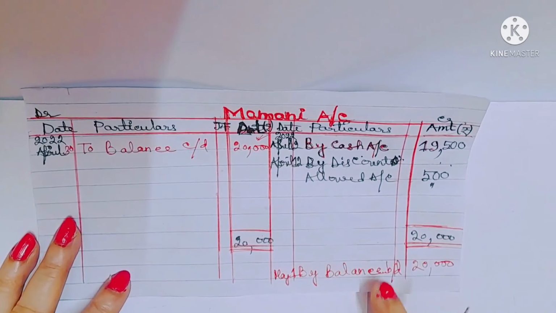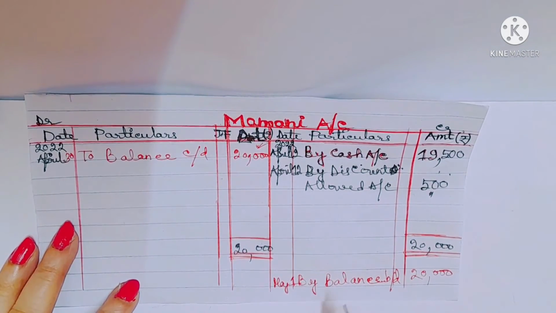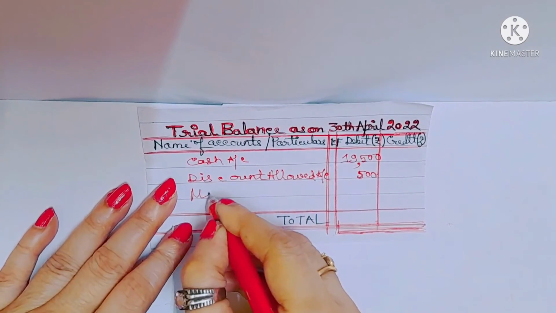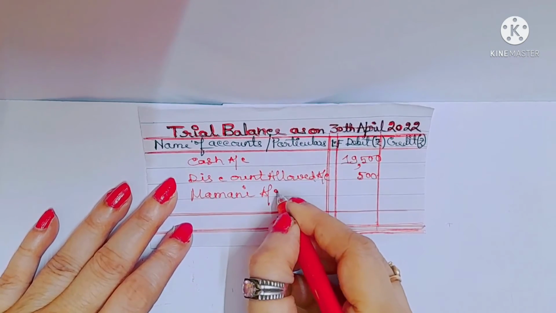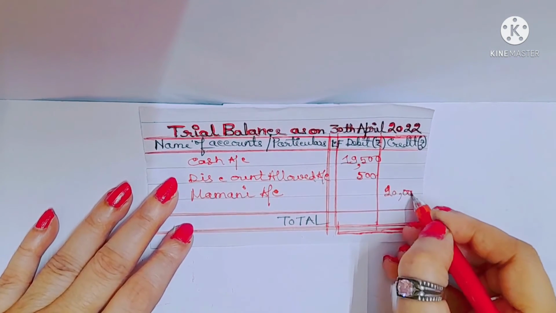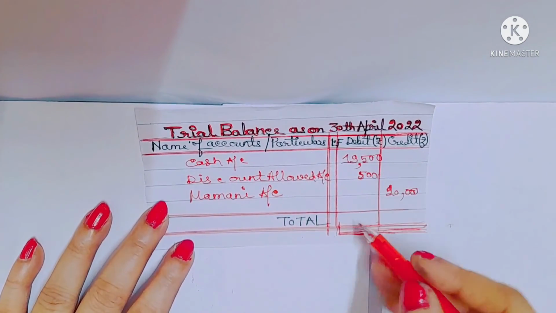See, Mamuni account. Is Mamuni account a credit balance or a debit balance? Mamuni account is a credit balance because by balance B/D 20,000 is beneath the credit total. Understood? Let's do it. So Mamuni account 20,000. Understood? So let's calculate the amount.